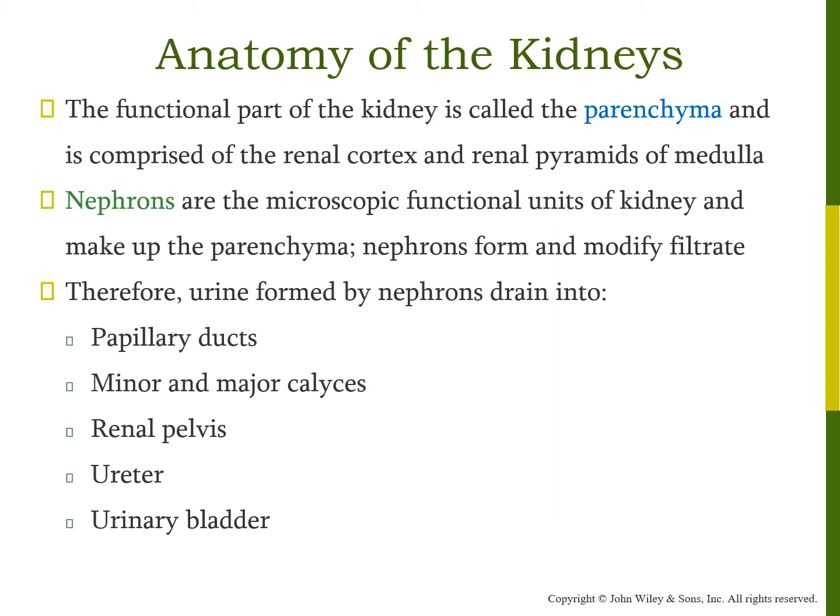Together, the renal cortex and renal pyramids in the medulla constitute the parenchyma, or functional part of the kidney. Within the parenchyma are the functional units of the kidneys, the filtering units, which are called nephrons. Each kidney has about 1 million of these microscopic structures. The nephrons filter the blood and form the filtrate.